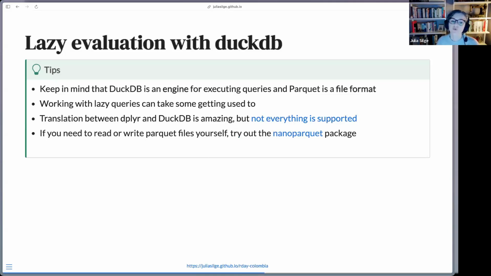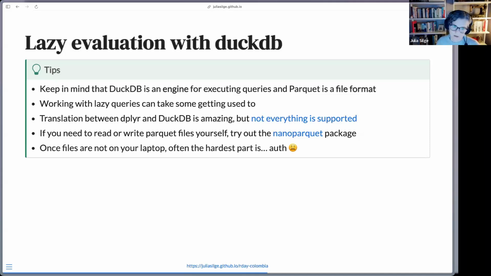If you do need to read or write Parquet files yourself, the whole file, we've been talking about doing lazy queries where we're not reading the whole file in ourselves. But if you need to read or write Parquet files, I really recommend the nanoparquet package. It is not for doing queries or analysis. It's only for reading and writing the file. So if you ever do need to write a whole Parquet file out or read a whole Parquet file in, it's a really great option.